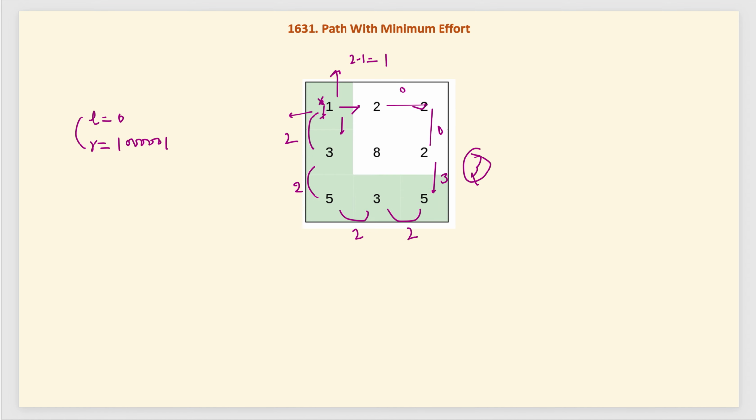Now we find the mid of these two, which we will call the limit. With this limit, we check whether there is a path in this 2D grid where all consecutive differences are within the limit. If there is, then we have such a path and can keep this value, so in that case we reduce the right pointer to the limit, that is mid. And if there is not, then we do the same as in binary search: left becomes mid plus 1.